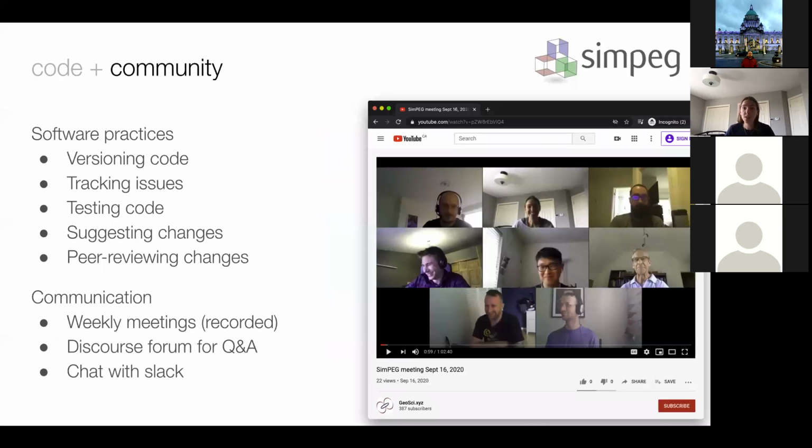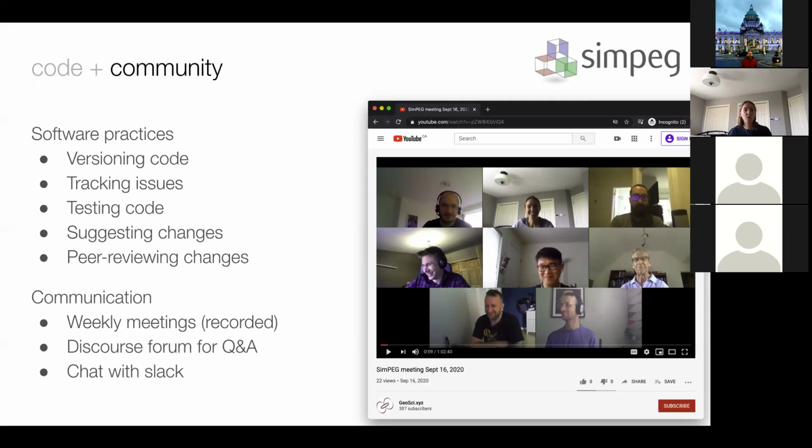So that's the code: we've got tools for simulating and inverting a whole suite of geophysical data types. But in order to actually make this happen, it's really the group of people who are involved in the development and the practices we adopt around that. I've broken this down into two aspects, where we've got software practices: things like versioning the code, tracking changes, and testing the code, which is very essential when you have multiple people in a given code base. It also lets you confidently make changes when you've got checks in place to make sure that what you've done hasn't broken things that used to work.